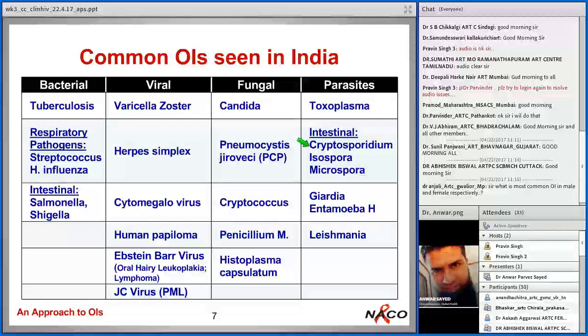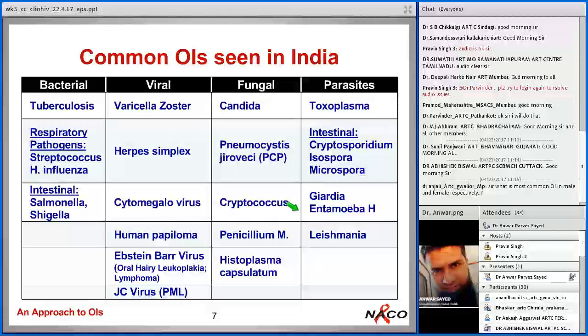Once you start ART, there are many of the OIs like cryptosporidium, the JC virus infection or PML, or even HIV associated nephropathy and other conditions which directly affect some organs of the body. If you treat HIV infection with ART, these OIs will disappear. So cryptosporidium is one of them.